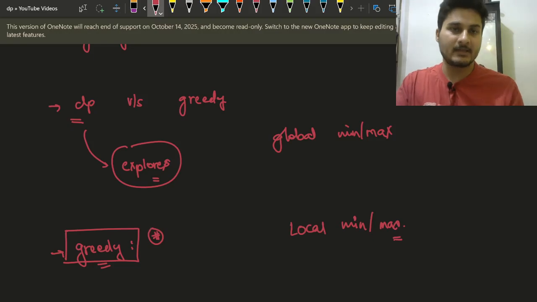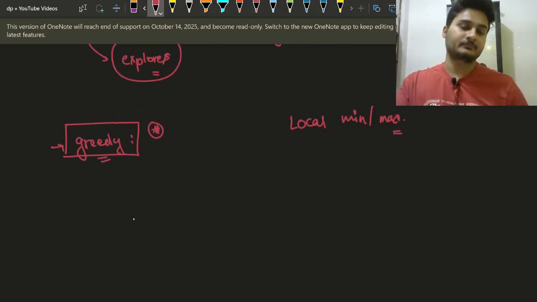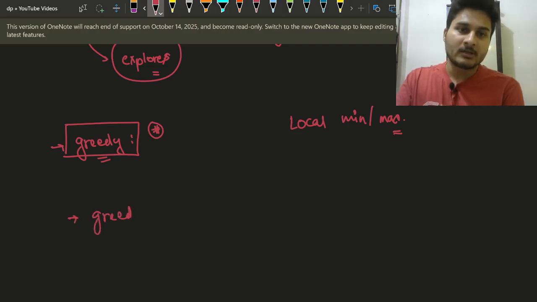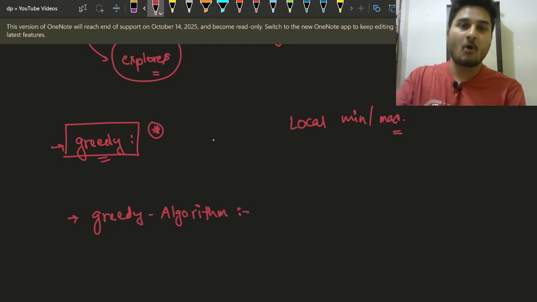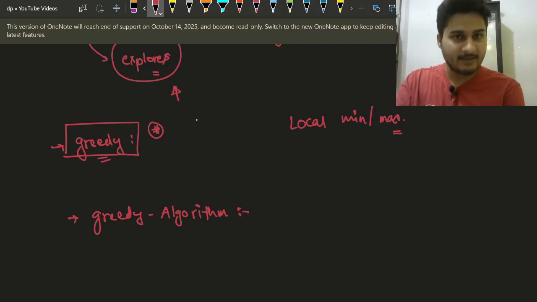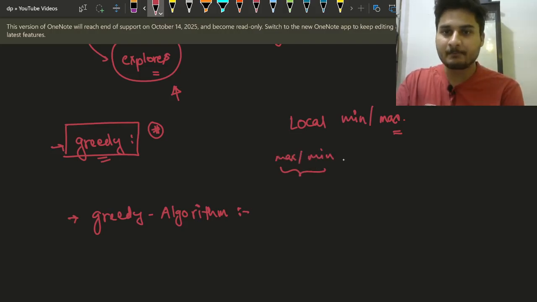So this is in a nutshell what a greedy algorithm is. So what is a greedy algorithm? A greedy algorithm is an algorithm in which we are not going to explore all the possible options and then arrive at a solution. But in greedy, at every step, we are trying to find either the maximum or minimum and then arriving at a solution.